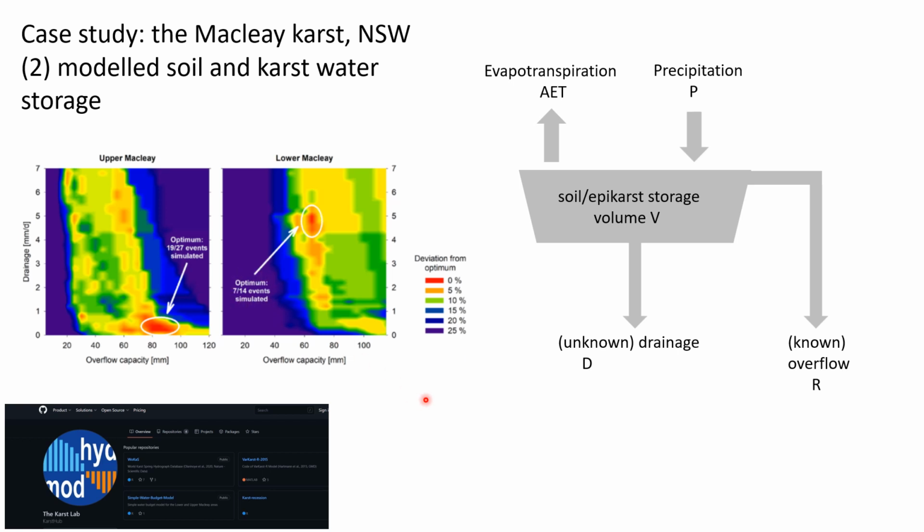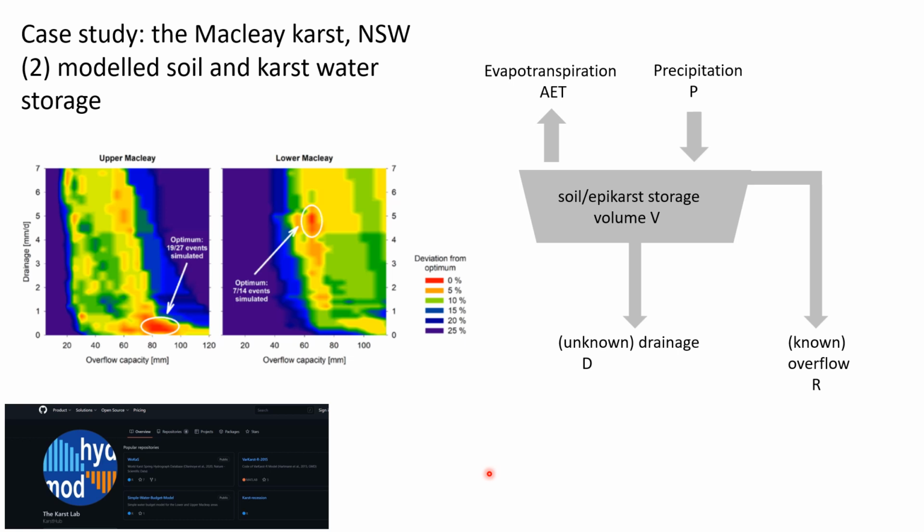So by running this model, we've learned something about our karst system already. We know there's a difference between the Lower Macleay and the Upper Macleay. We know that there's more storage in the Upper Macleay soil and epikarst compared to the Lower Macleay, and we know that our model is not working so well in the Lower Macleay compared to the Upper Macleay for reasons that we'd need to investigate.